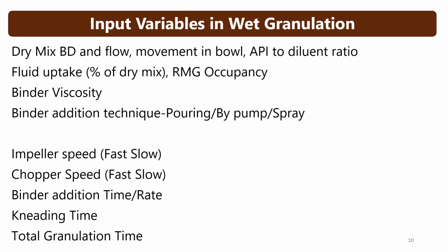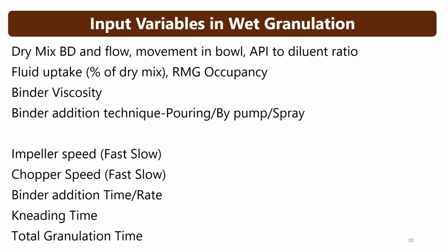Then input variables in wet granulation. What are the input parameters that affect wet granulation by RMG? These are dry mix BD, dry mix material flow or movement inside the RMG bowl, and API to diluent ratio. Why I have considered API to diluent ratio here is because if API is very low and diluents are more, then probably you will need more mixing time. If API load is higher or medium, then mixing will be better.